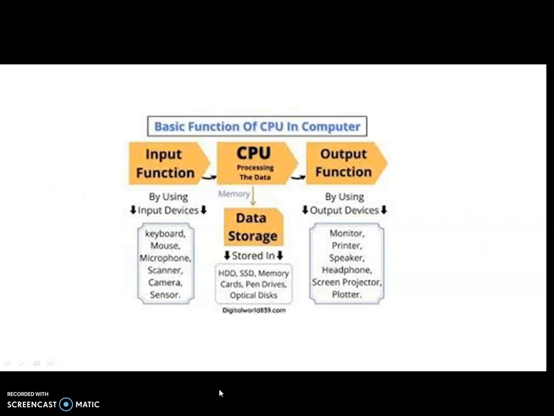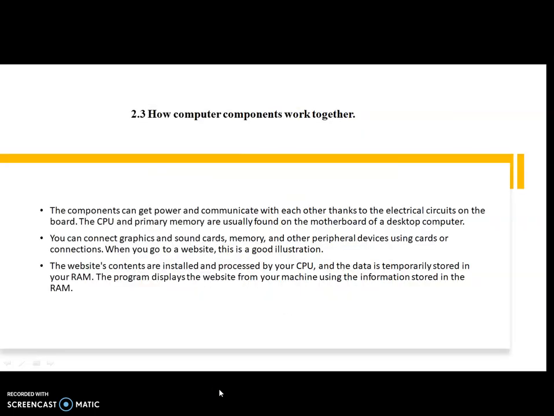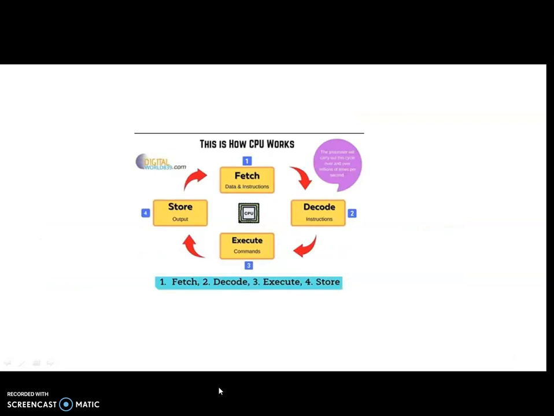Basic function of the CPU in a computer: input function, CPU, output function, and data storage. How computer components work together. This is how a CPU works: fetch, store, execute, and decode.